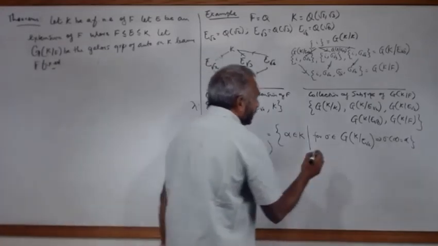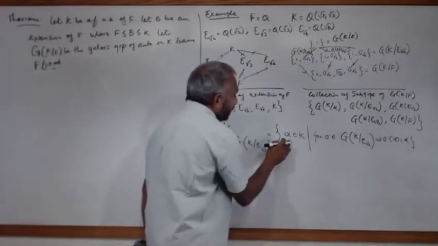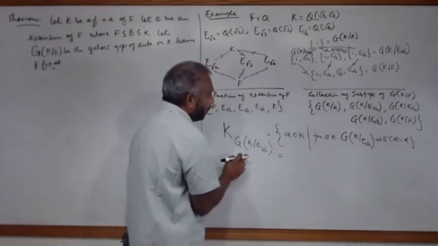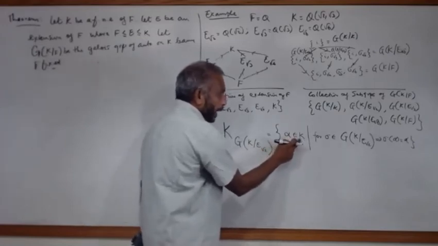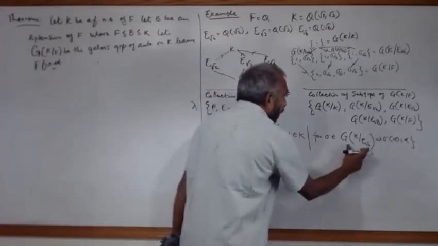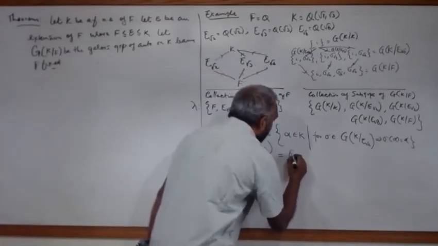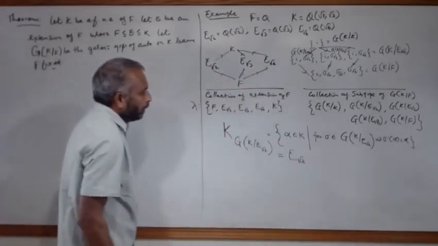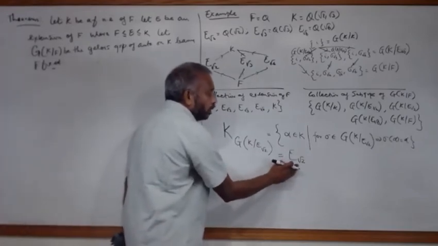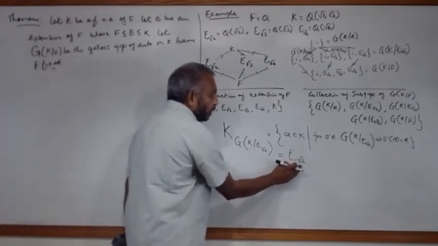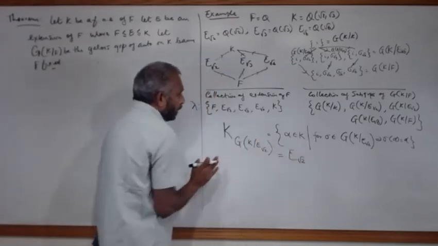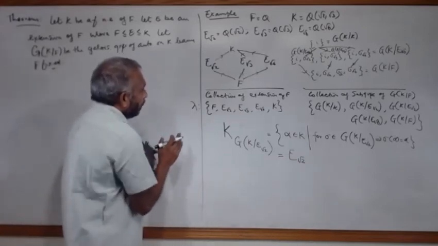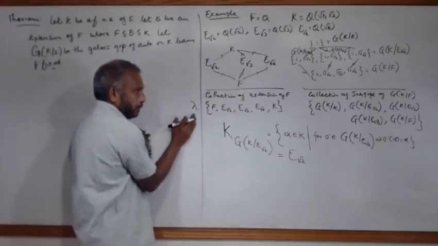And what is this? This is actually the elements of K not moved by any element from here, that will be E root 2. Because in here root 2 is not moved, root 3 and root 6 are moved. Of course F is already fixed. So I am going to map.